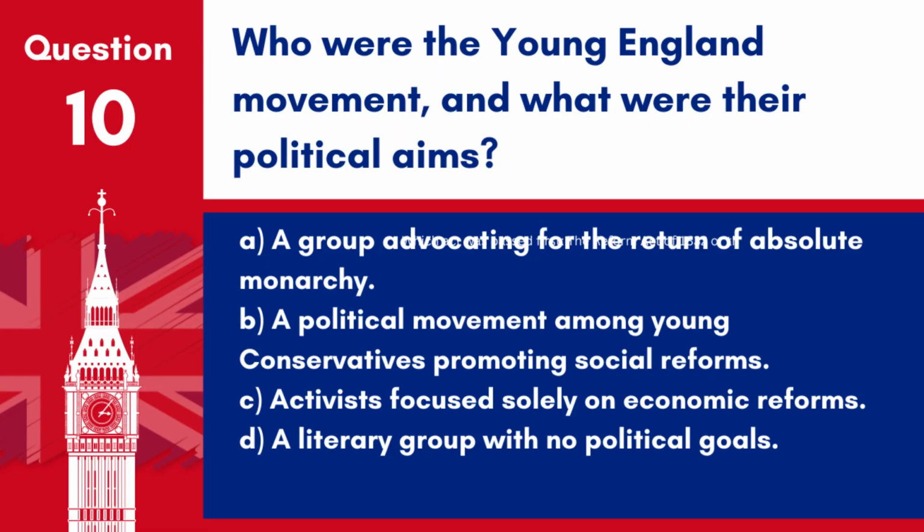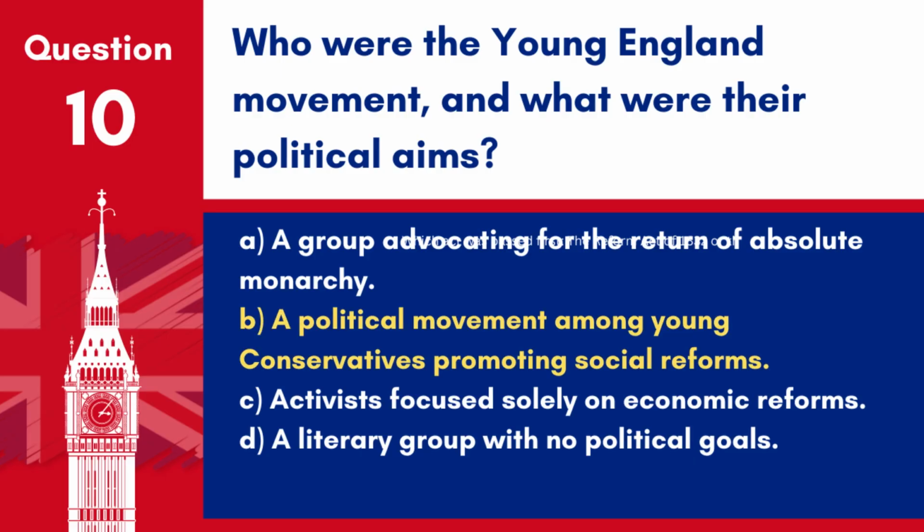Question 10. Who were the Young England movement, and what were their political aims? A. A group advocating for the return of absolute monarchy. B. A political movement among young conservatives promoting social reforms. C. Activists focused solely on economic reforms. D. A literary group with no political goals.